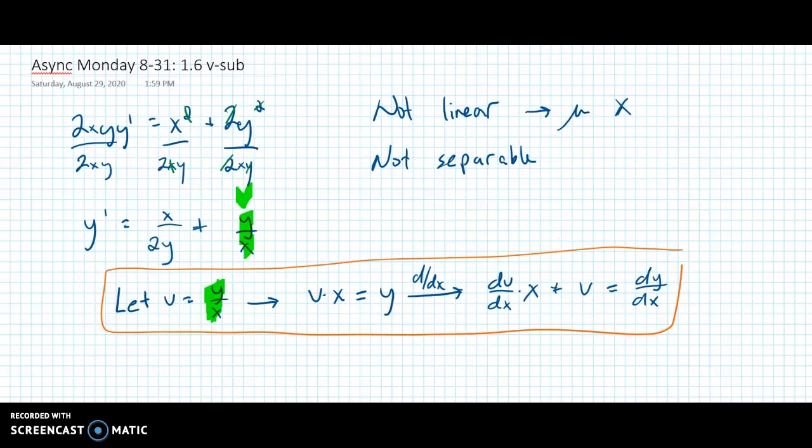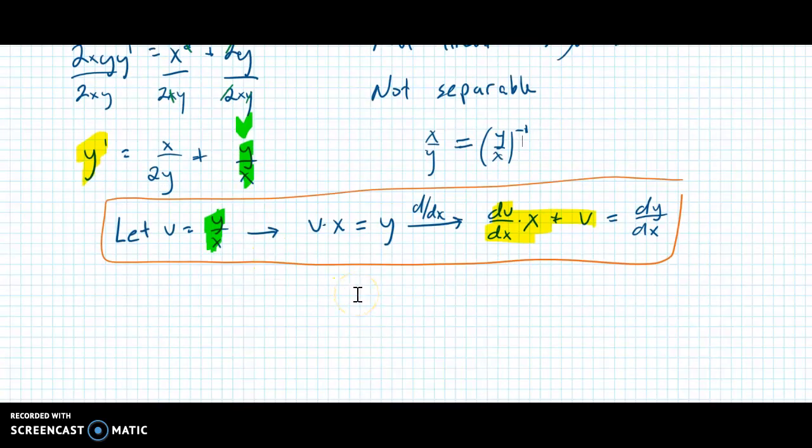This guy is y prime, so that's dy dx right here. So that's actually going to get replaced with all this. And now, maybe I'll write over here, because the question is, what happens with this guy? Well, I got x over y. Well, that is equal to y over x if I write it to the negative 1 power. So this right here is going to be v to the negative 1. So let me do that sub in.